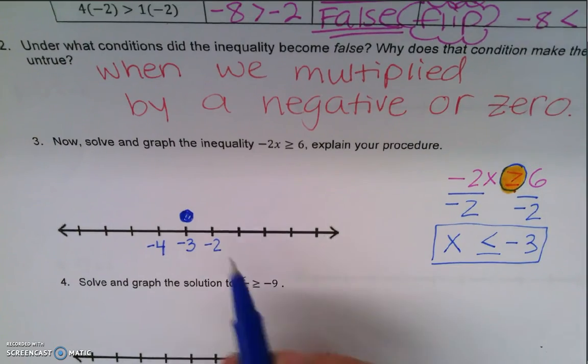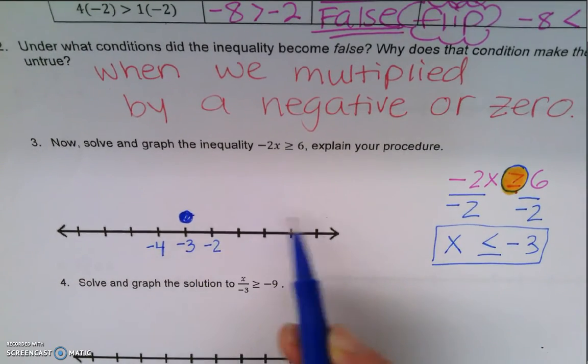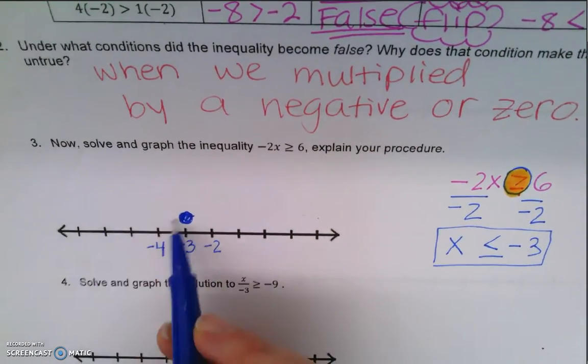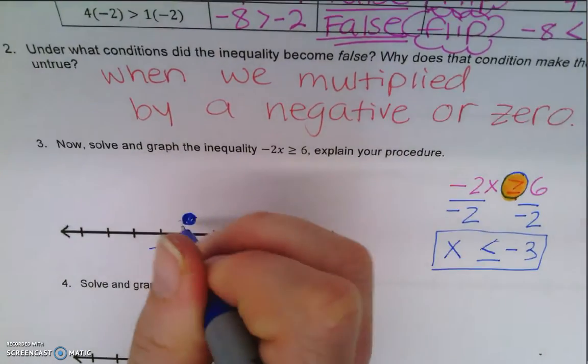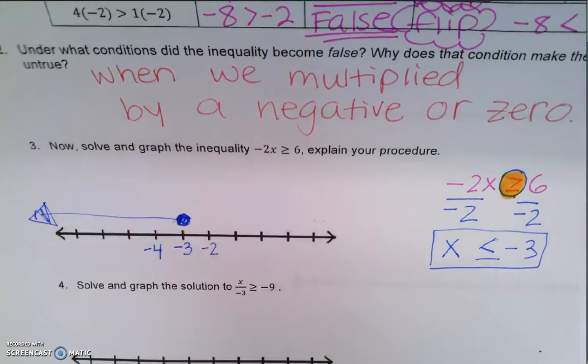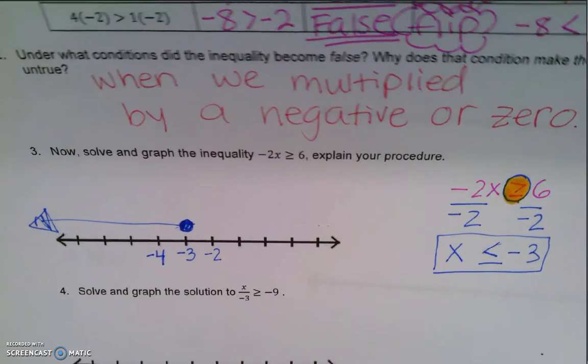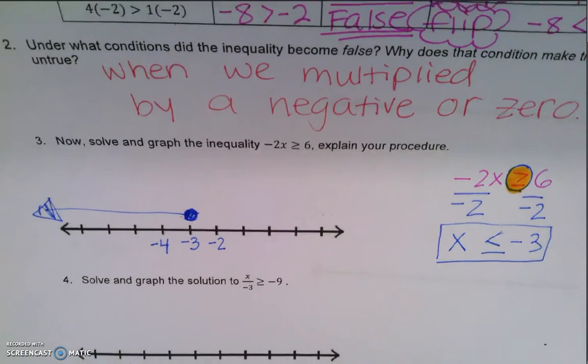And which way should we shade? Are the solutions to the right bigger than our boundary number, or to the left smaller than our boundary number? This is x is less than or equal to, so we're shading to the left. Excellent. Great job. Let's look at the next one.